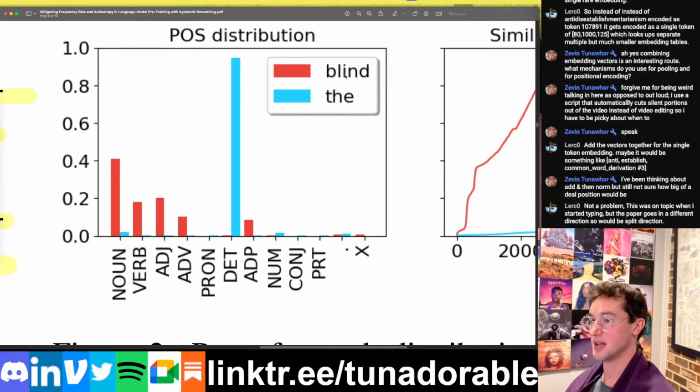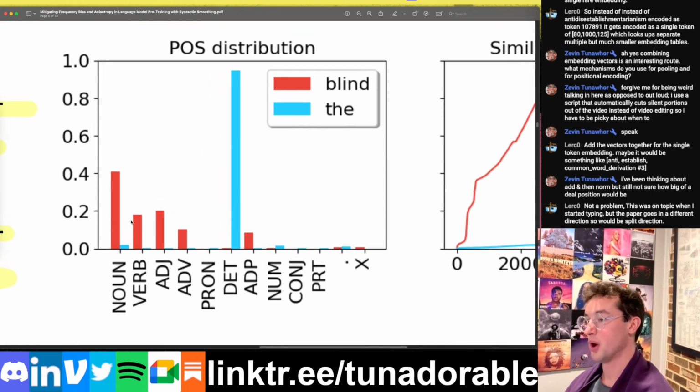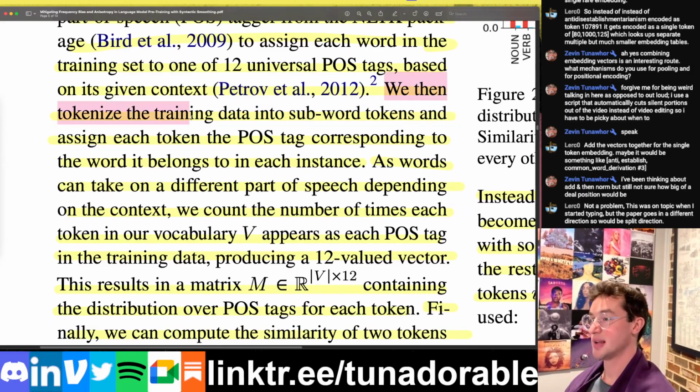And we have here, for example, the word blind and the word the, the being in blue, blind being in red. They get these labels of what percentage of the time that word shows up in the data set does it count for that part of speech tag, right? Then we tokenize the training data into subword tokens, so regular byte pair encoding or whatever, and assign each token the part of speech tag corresponding to the word it belongs to in each instance. So one subword token could actually correspond to multiple full words, right? And those different full words could have different labels on all of their parts of speech, right? Different frequencies of them, right?